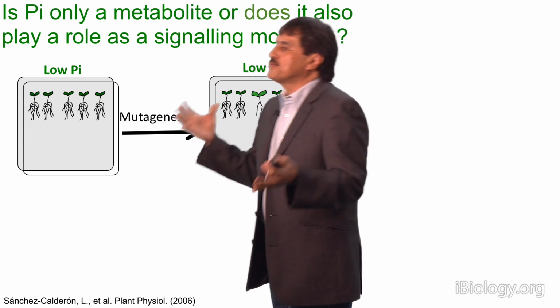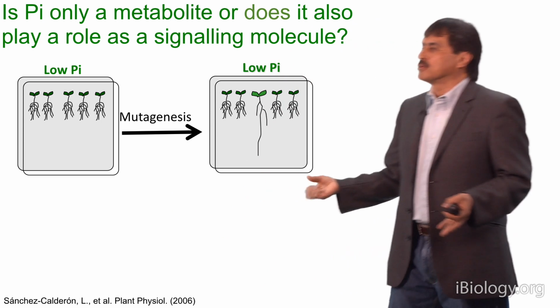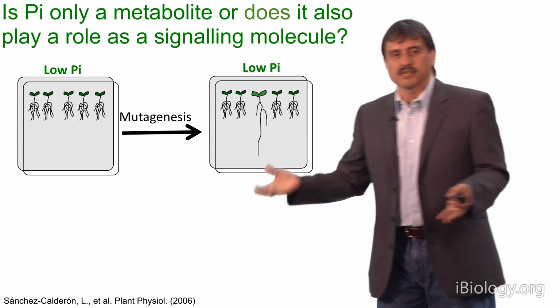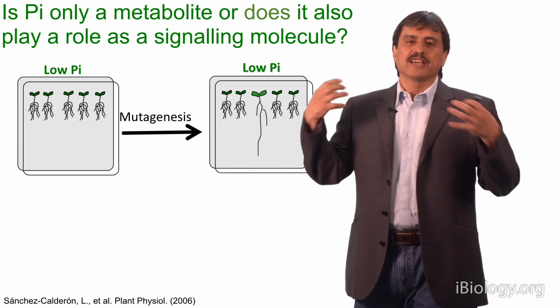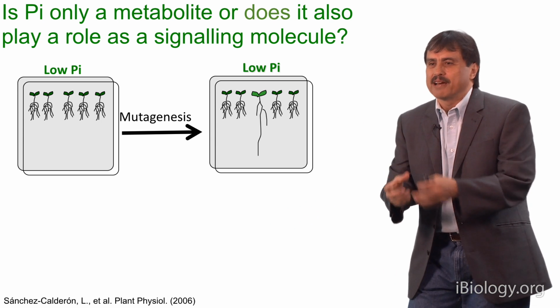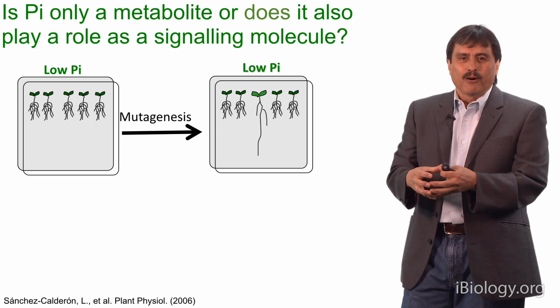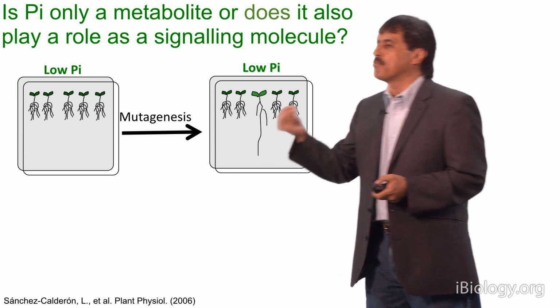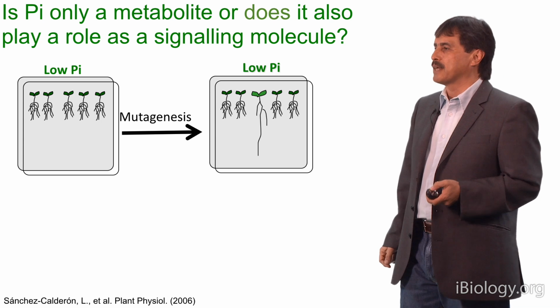So now, is phosphate only a metabolite, or does it also have a role as a signaling molecule? This has been a huge debate: whether all the effects we see are because the plant doesn't have enough phosphate and it reduces growth because of that, or whether it is actually a signal that can trigger responses independently of its action as a metabolite.